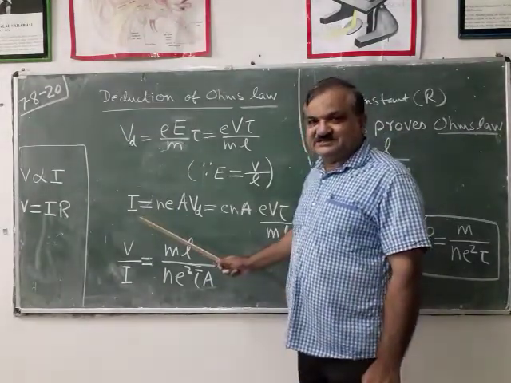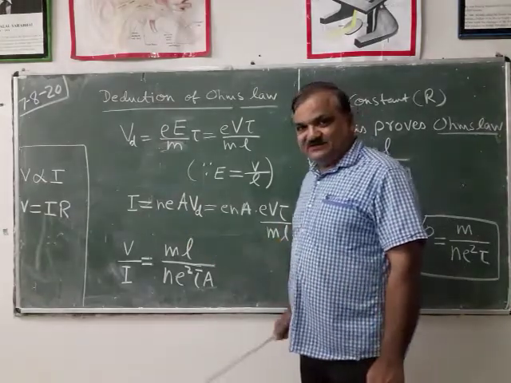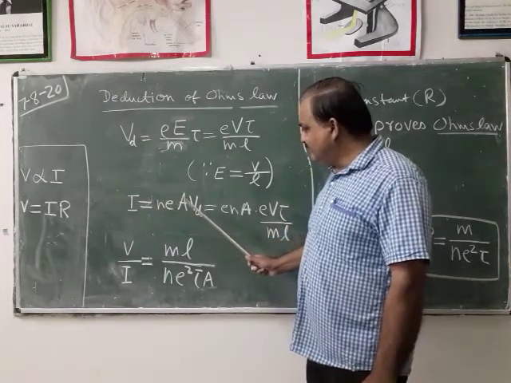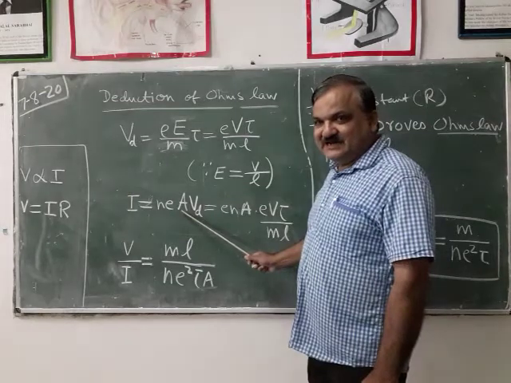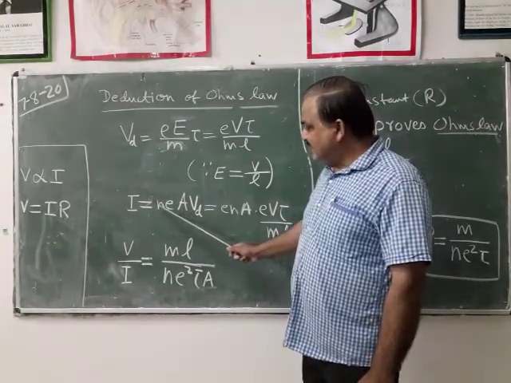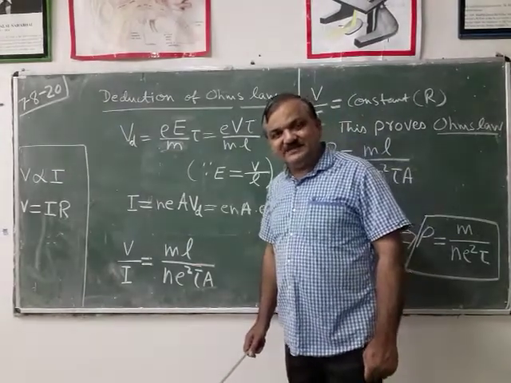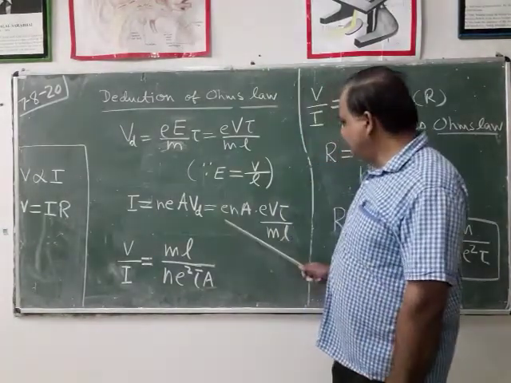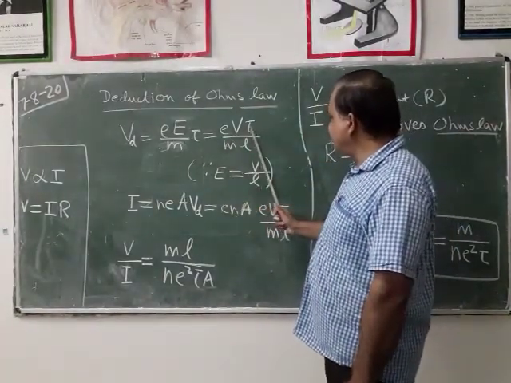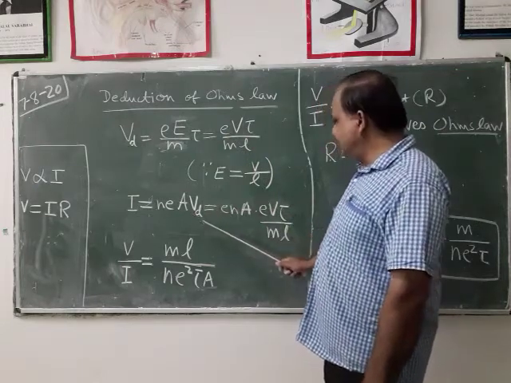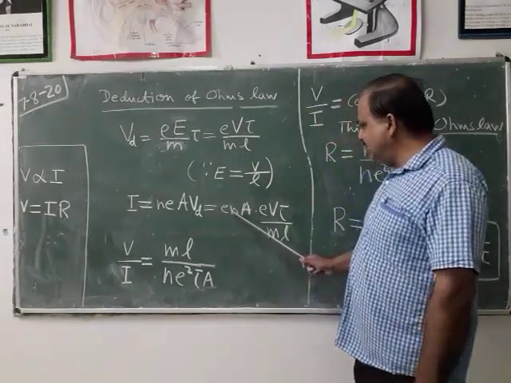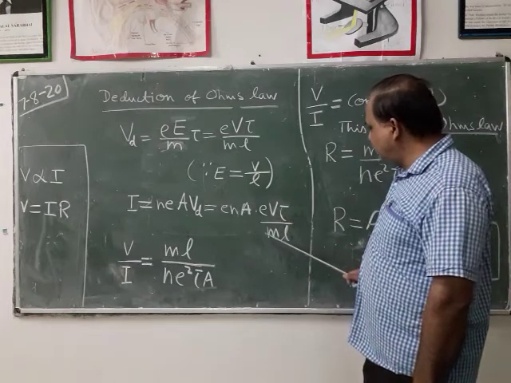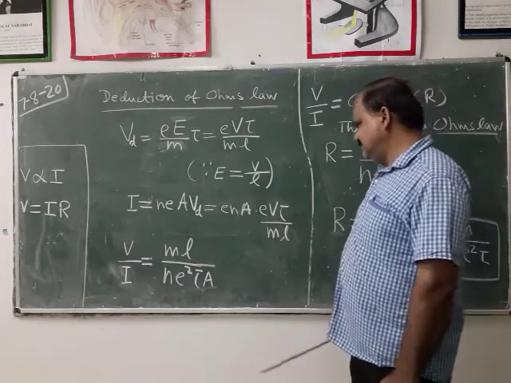Now we know the relationship between current and drift velocity, which is given as I = n e A Vd, where capital A is the cross-sectional area of the conductor and small n is the electron density, meaning the number of electrons per unit volume of the conductor. Now, by putting Vd = eV tau/(mL) in this expression, we get I = n e A × eV tau/(mL).